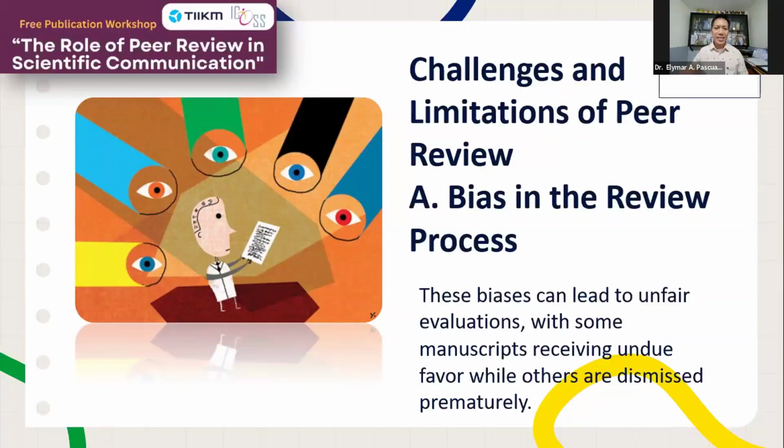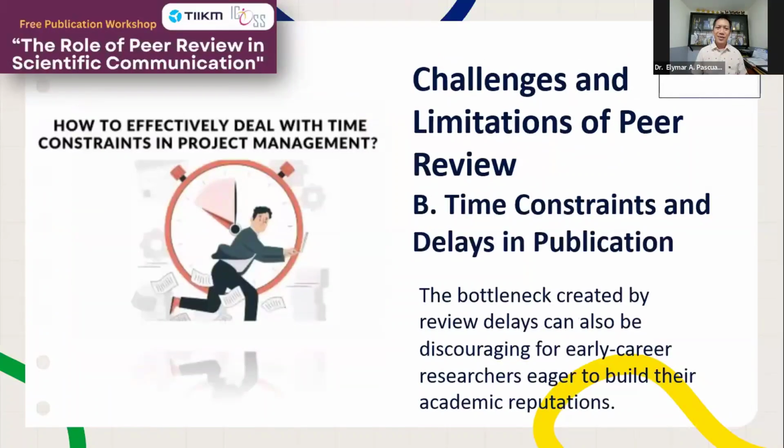Second, challenges and limitations. We have time constraints and delays in publication. Peer review can be a time consuming process, often causing significant delays in the publication of research findings. Reviewers, who typically volunteer their time without compensation, may take weeks or even months to complete evaluations, especially when balancing other professional responsibilities. In fast moving fields, this lag can hinder the timely dissemination of important discoveries.